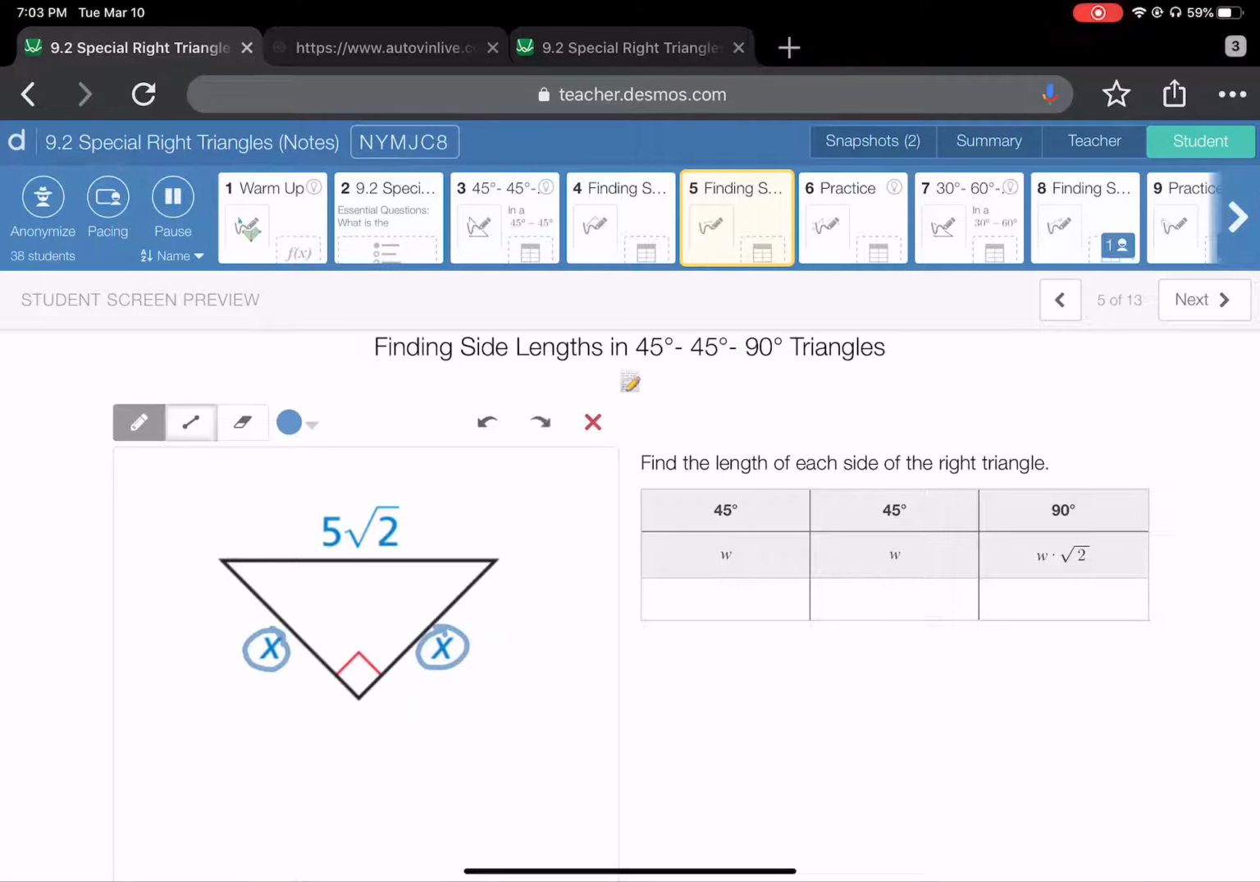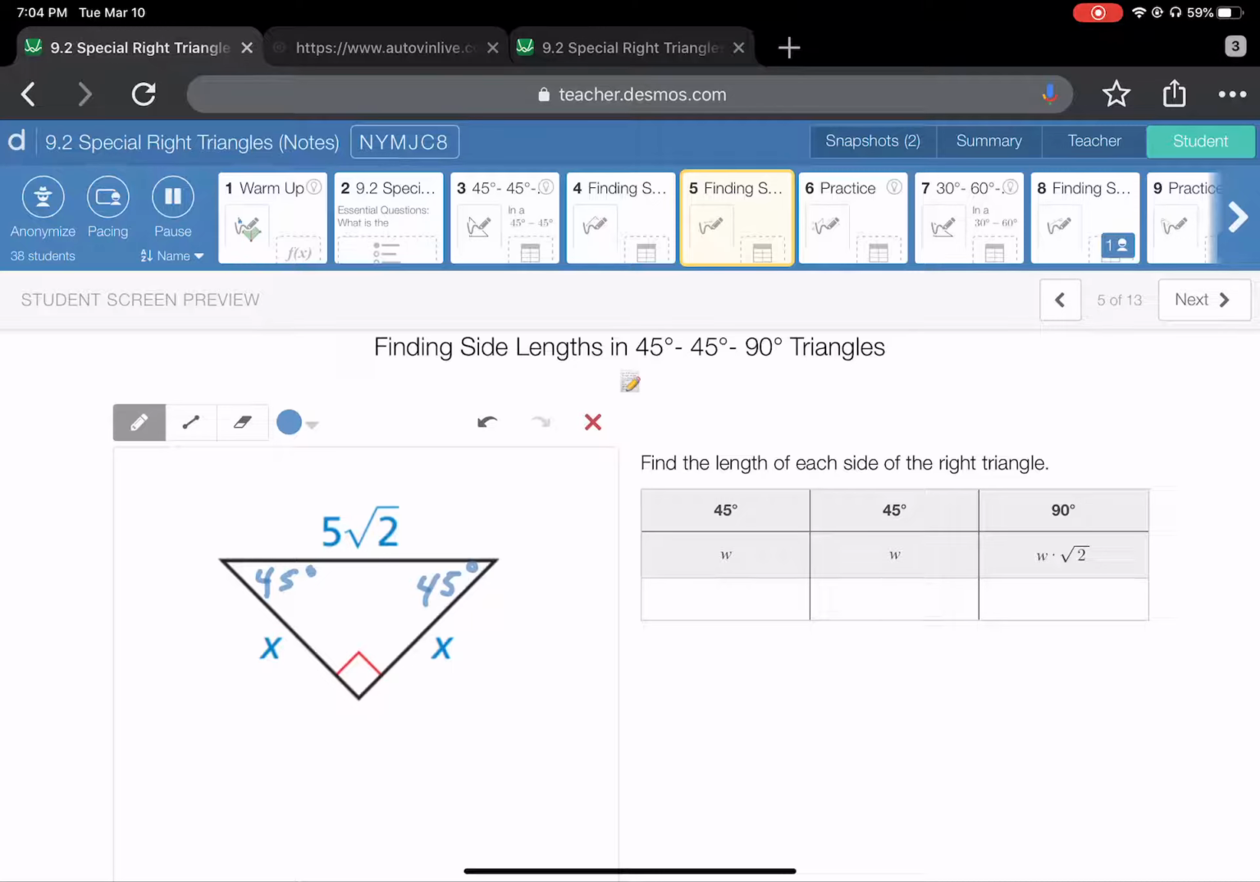So that means that this angle here and this angle down here have to be equal to each other in order for this to work. For this to be x and this to be x, those angles have to be congruent. Because we know that this is 90 degrees, by the triangle angle sum theorem, this angle here is 45 degrees, and so is this one here, 45 degrees.